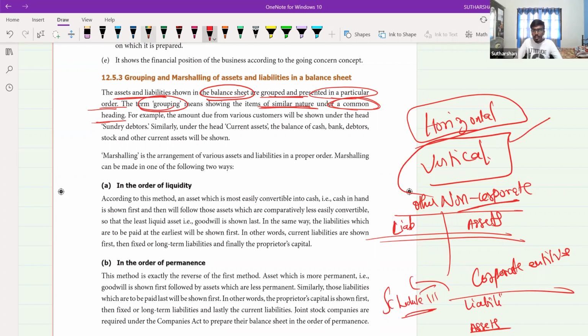Okay, it's not an issue. The amount due from various customers is nothing but your debtors. It will be shown under the head sundry debtors.